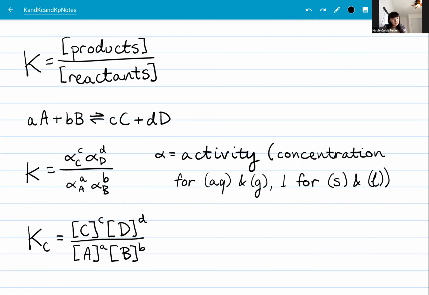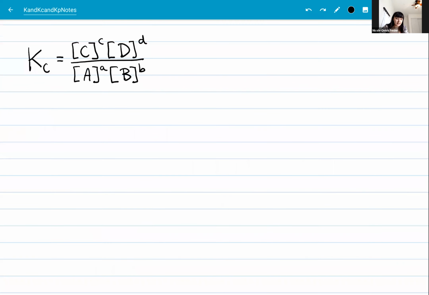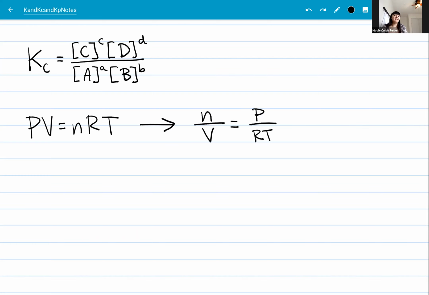The Kc here is just to specify that we're using concentrations of products and reactants in the usual units of moles per liter. But what if we're given pressures and not concentrations, like we usually would for some kind of gas? Do we need to convert every partial pressure into concentrations? I mean, we can, using the ideal gas law and rearranging it so that n over V is equal to concentration, right? And then that's equal to P over RT.